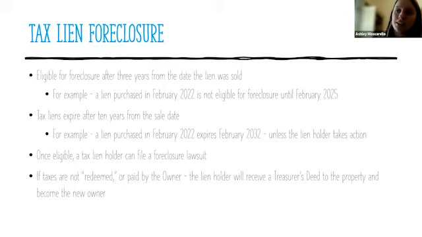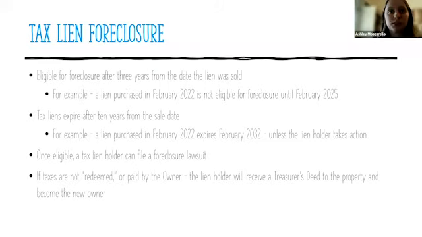But tax liens expire 10 years after the sale date. So they have to wait that 3-year period, but then once that 3 years has passed, they have between year 3 and year 10 to actually do something, take some sort of action and foreclose. So, you know, it's kind of a hurry up and wait game.